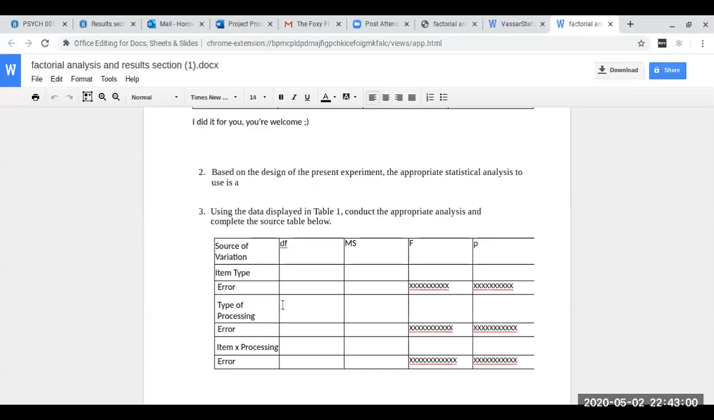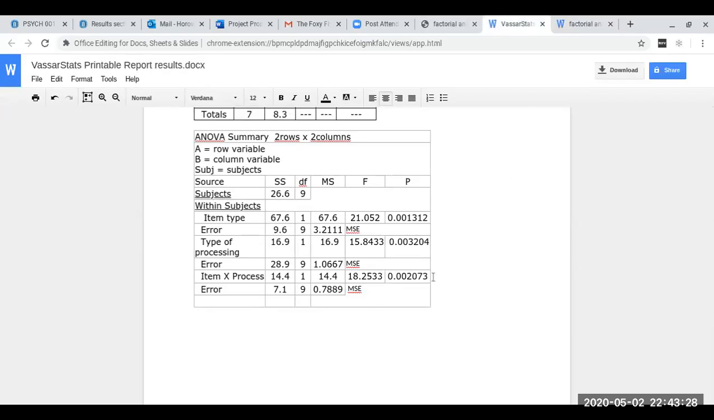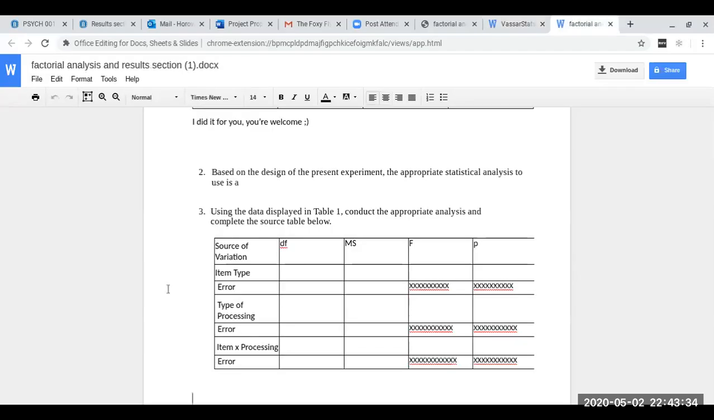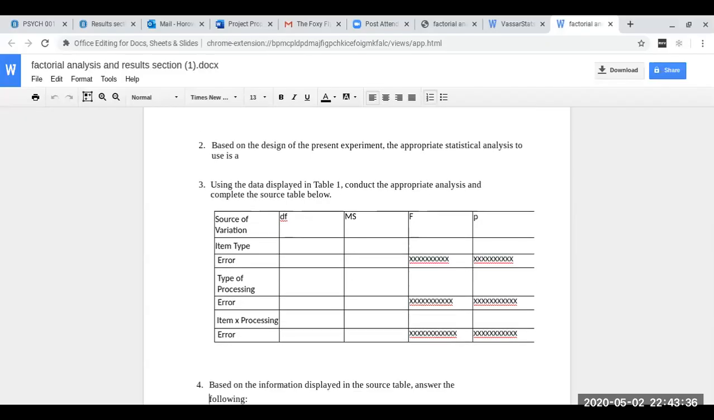So F value, your p value, and you can literally just copy it over from this. Type of processing, same thing, degrees of freedom 1 and 9. You're going to have your mean square and your mean square error. If you divide the mean square by the mean square error, that gives you your F value. And so your F value is here, and your p value, which will be less than 0.01. For the interaction, degrees of freedom 1 and 9, mean square error. Here's your F value for the interaction. And what you will see, again, is 0.002073, so less than 0.01, and we have everything significant. So once you finish filling that out, then you have all the numbers you need.